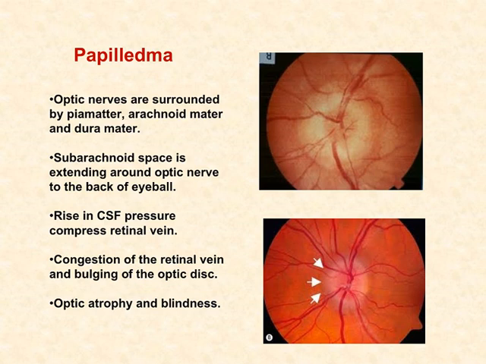the subarachnoid space is continuous, extending around the optic nerve to the back of the eye. And if you have a rise of the CSF pressure, this will affect the retinal vein and also cause congestion of these retinal veins and cause bulging of the optic disc. And all these phenomena appear when the ophthalmologist looks at the eye with the ophthalmoscope, and you will find the picture of the retinal veins, like fanning of the retinal veins and retinal congestion like this, and this is easily identified by the ophthalmoscope.